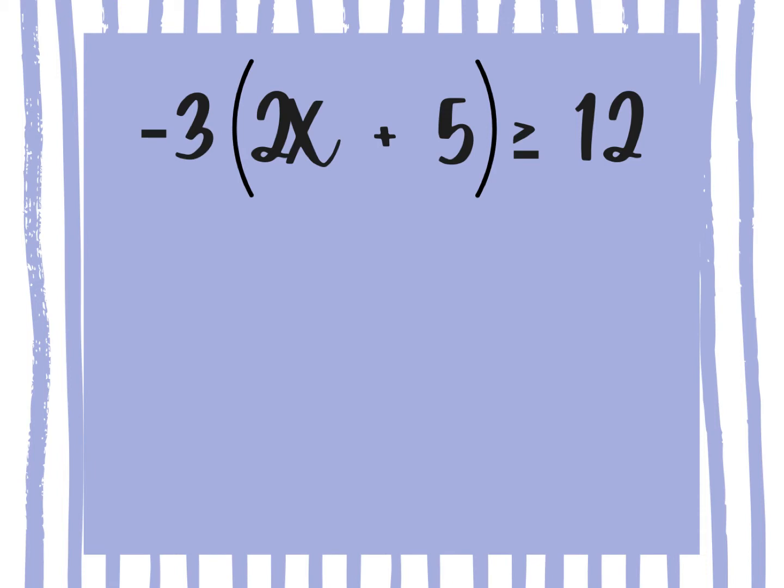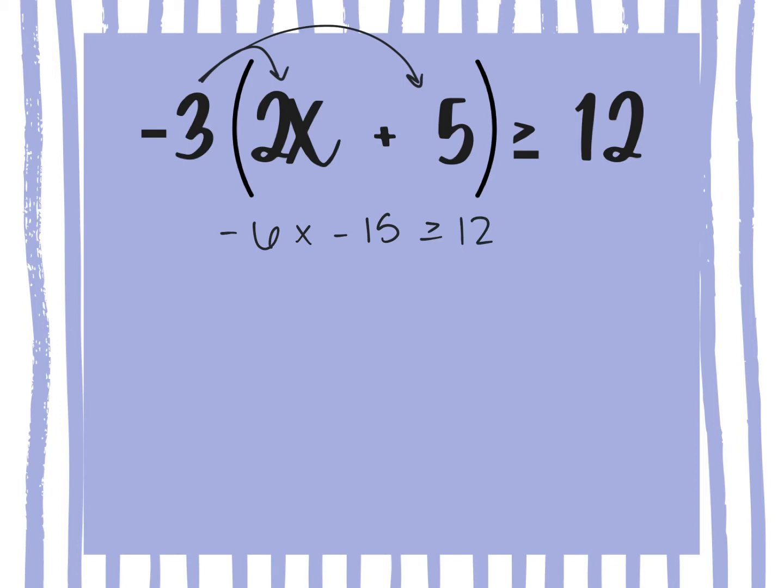So the first step, anytime you see a problem that has parentheses, is to distribute. Now you can divide by that -3, and in some classes you may discuss that as an alternate option. For the sake of this example, I'm just going to distribute that -3, giving me -6x plus -15 greater than or equal to 12.